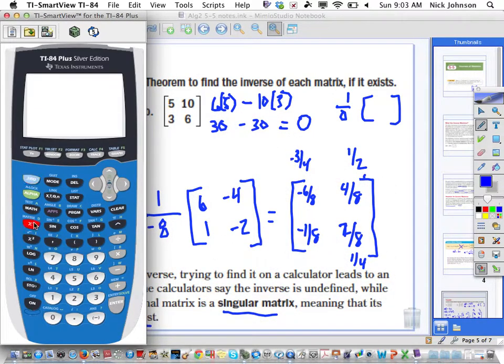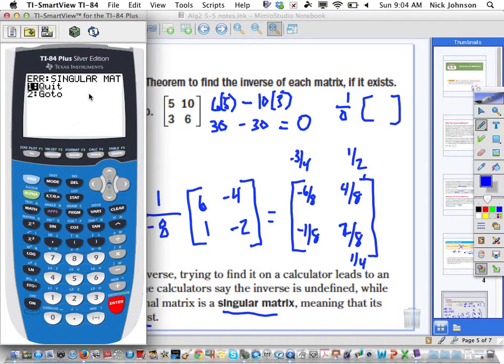So I hit second function matrix, and I'm going to edit A here. It's a 2 by 2. Goes 5, 10, 3, 6. Okay. I hit second function quit. And if I hit second function matrix, okay, I name it, that's my A, and then put this negative 1 on it, that's going to give me my inverse matrix. I hit enter, and as you can see, it says error, singular matrix.